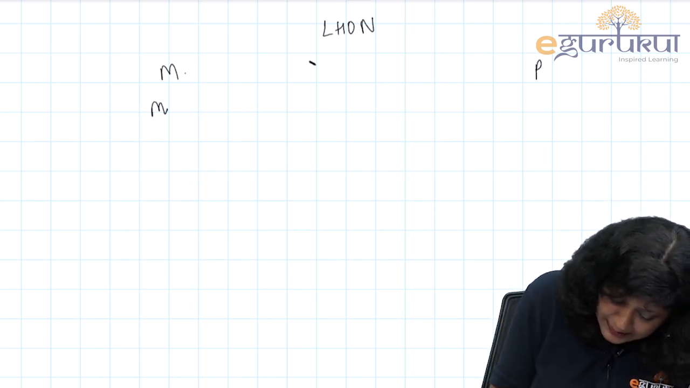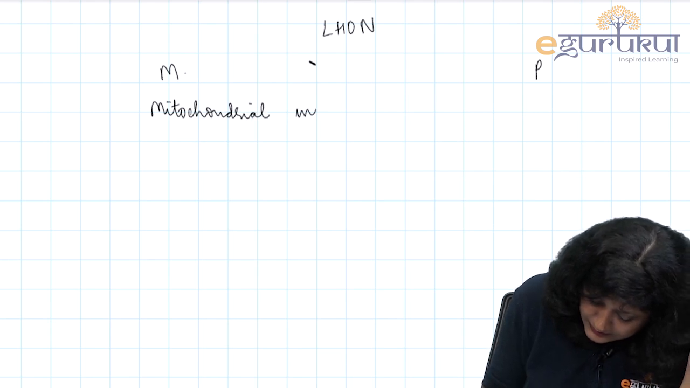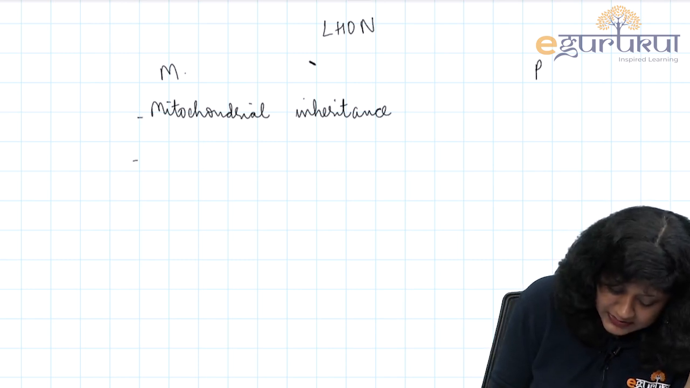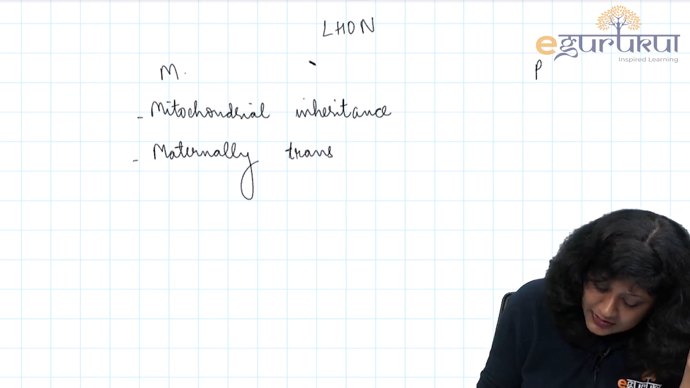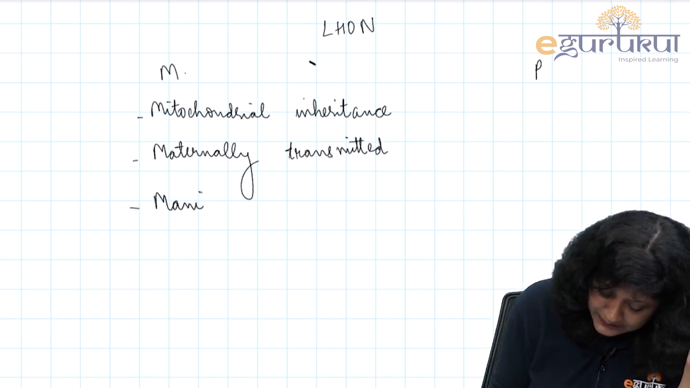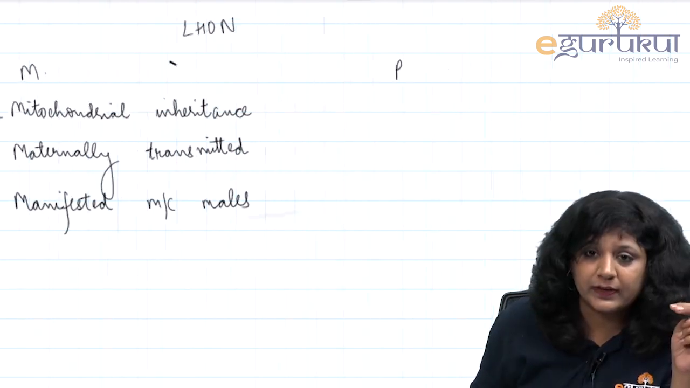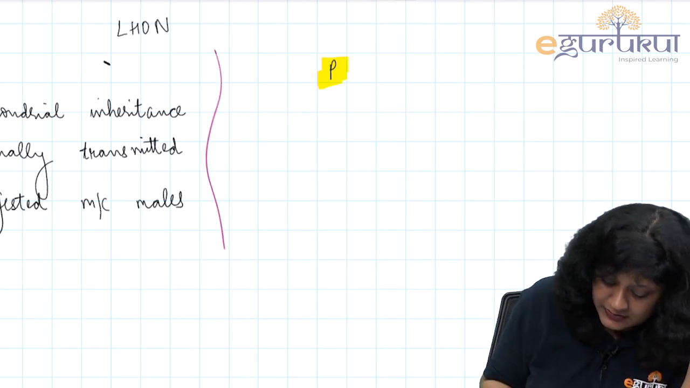M is the mitochondrial inheritance. We have got the mitochondrial inheritance number one. Number two, it is actually maternally transmitted. Mitochondrial inheritance, it is maternally transmitted. And third M is manifested. This is manifested most commonly in males. So there are 3 M which are important here. Now we'll try to see for the P. What are the things which are important in P?